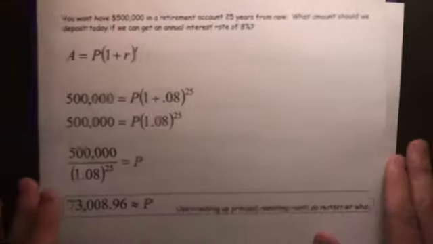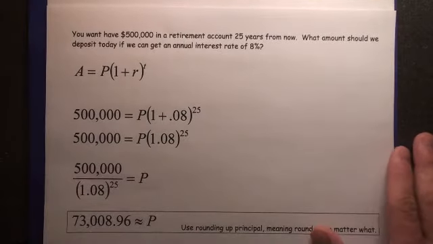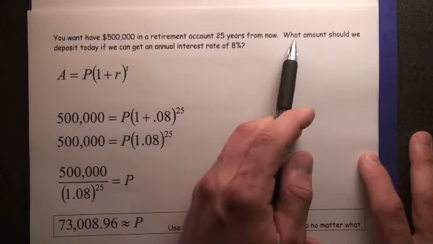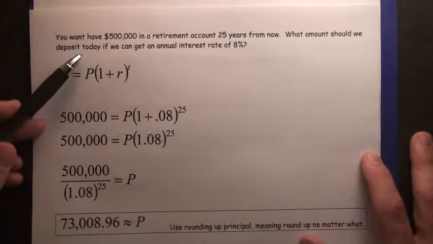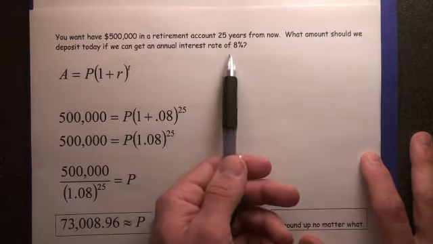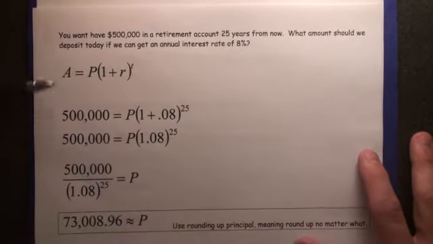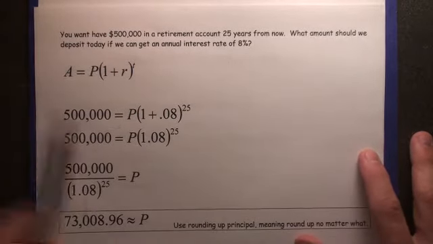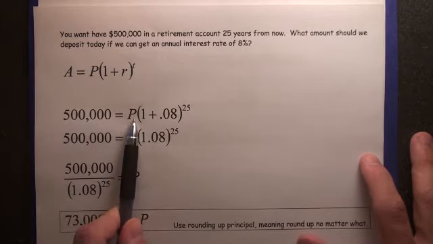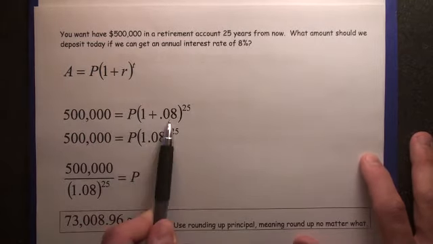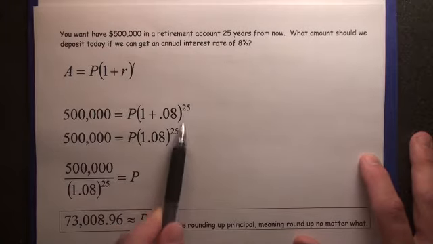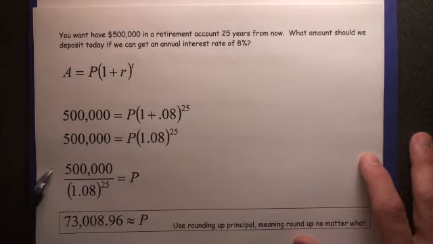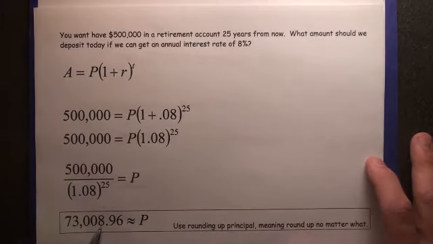All right, next one. You want to have $500,000 in a retirement account 25 years from now. What amount should we deposit today if we can get an annual interest rate of 8%? Well, we use the same formula. Our goal is $500,000. This time we're solving for the principal amount invested. So we have 1 plus 0.08, or 1.08, to the 25th power, 25 years. We're going to divide both sides by 1.08 to the 25th power, and we're going to get about $73,000.